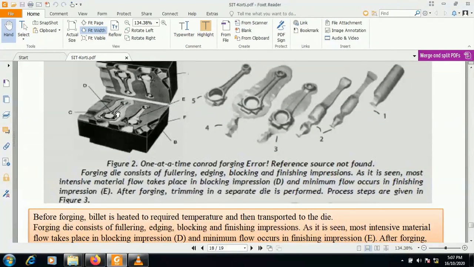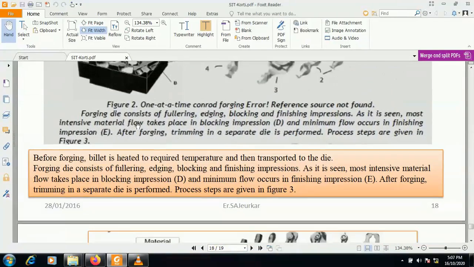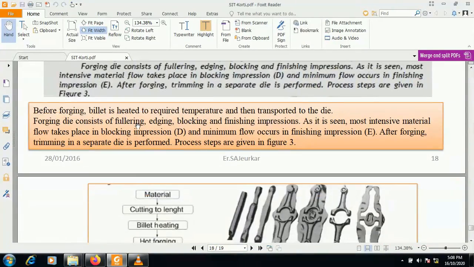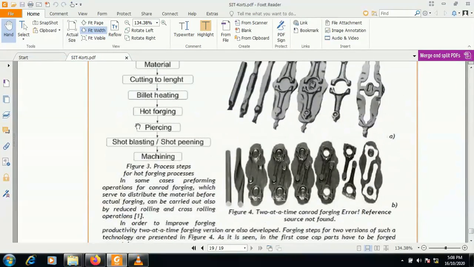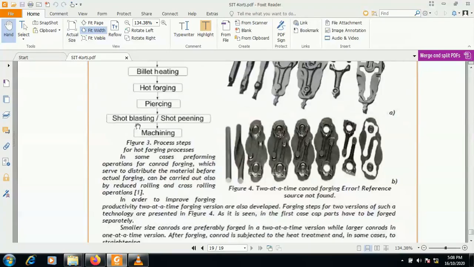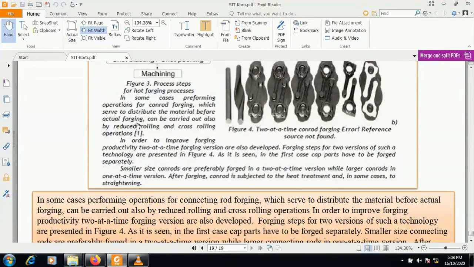After each blow you will get a certain amount of deformation, and we have to change the location of the workpiece. For as many cavities as there are, each time you have to change the workpiece from one location to another so that you will get deformation. This is the sequence followed in the manufacturing of the connecting rod. We have also seen a video based on this.